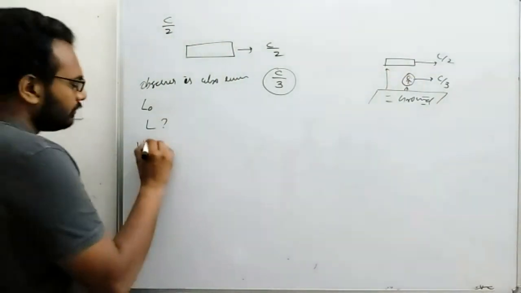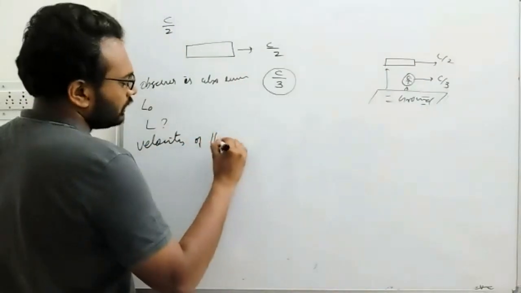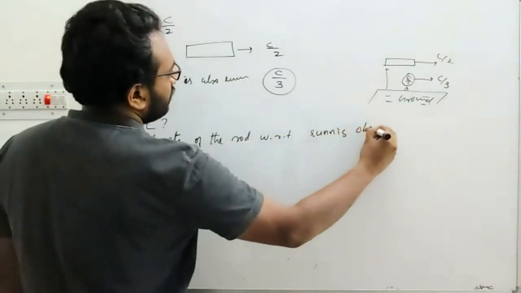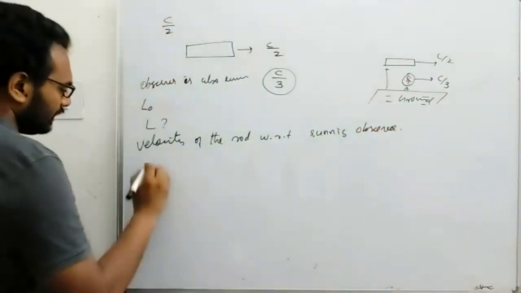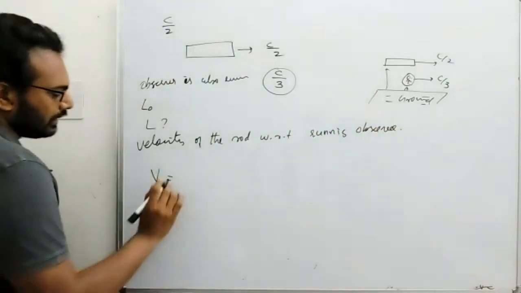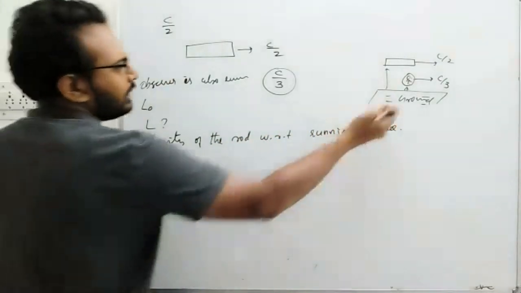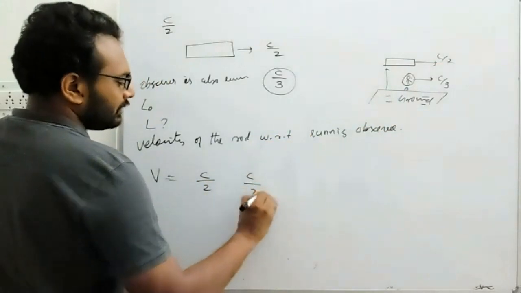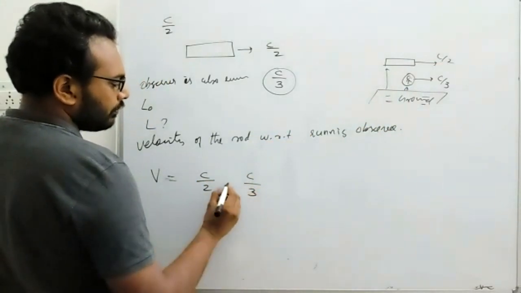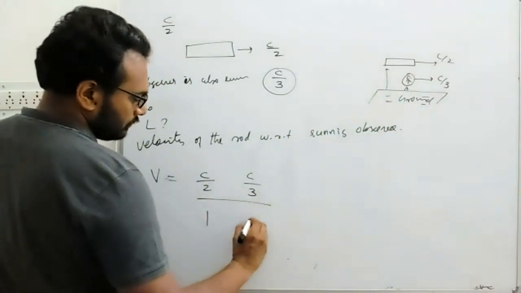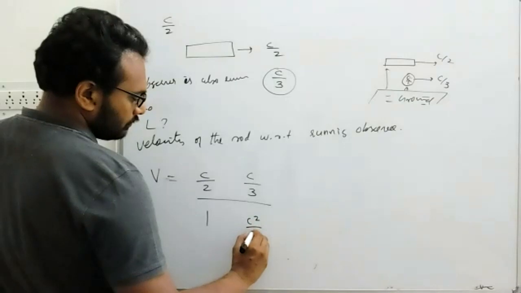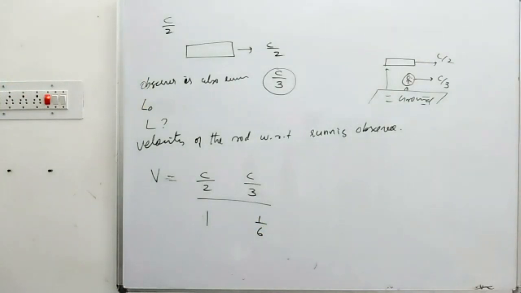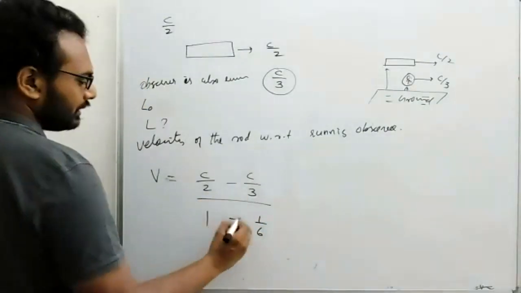So what's the velocity of the rod with respect to the running observer? Let me write it as v. We have to use the addition of velocities formula. If it's Galilean, with c by 2 and c by 3, is it a plus or minus here? Minus. So you'll see that it is minus there.